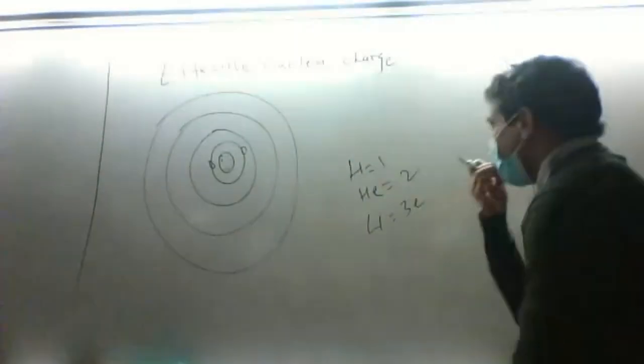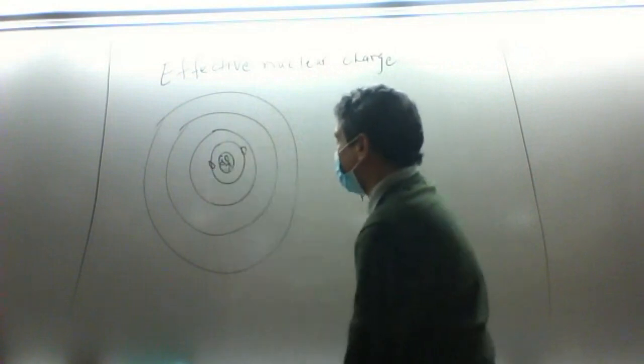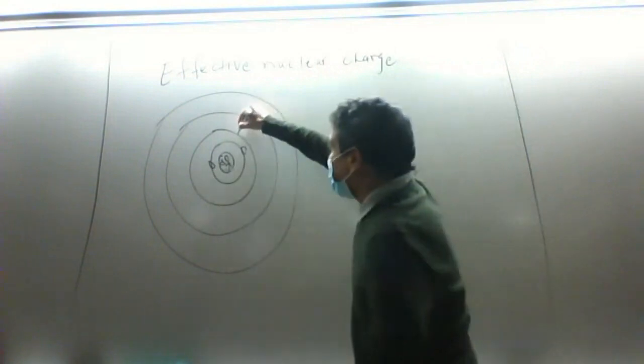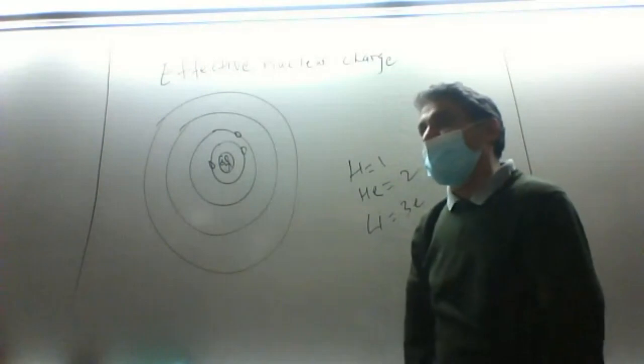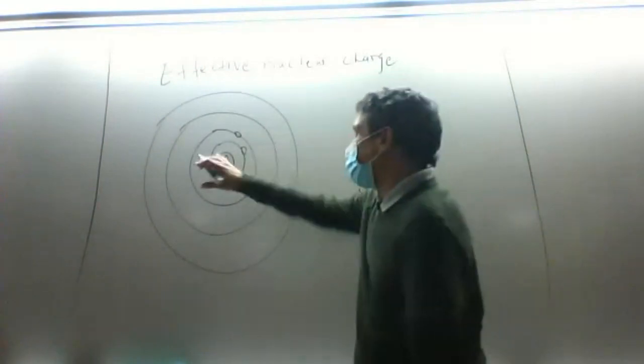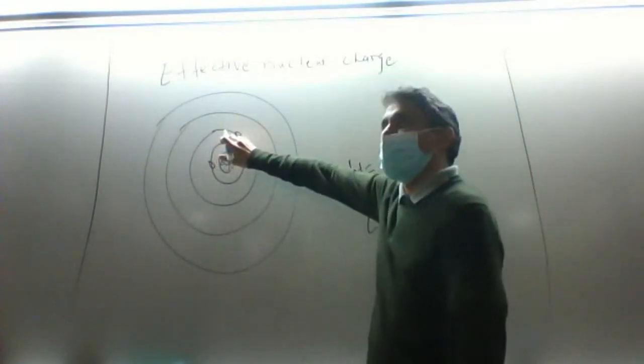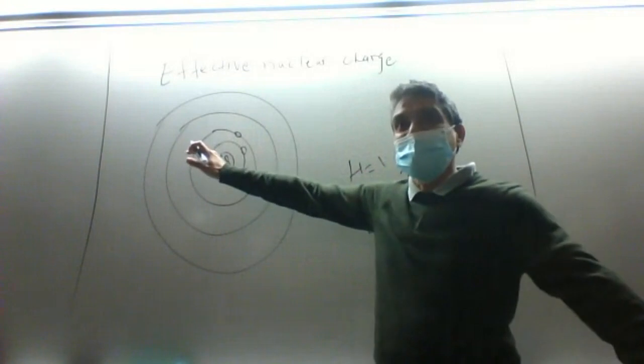All right. So in lithium, we have 3 electrons and 3 protons. So we have 3 protons, 2 electrons sit like this, and 1 electron goes here. Right? Now, for the effective nuclear charge, we don't talk about this one, we talk about this one, the outermost orbit, right?